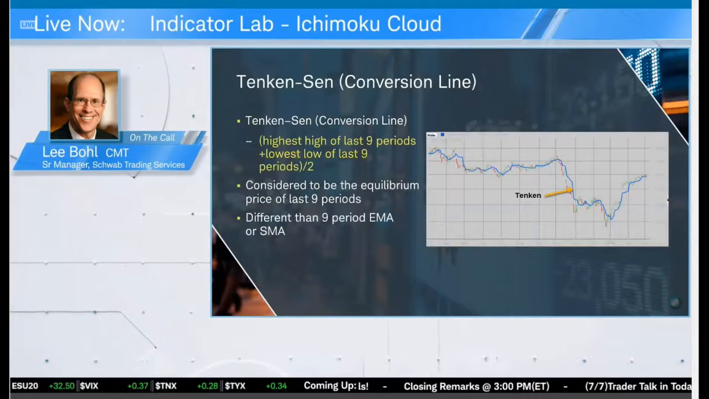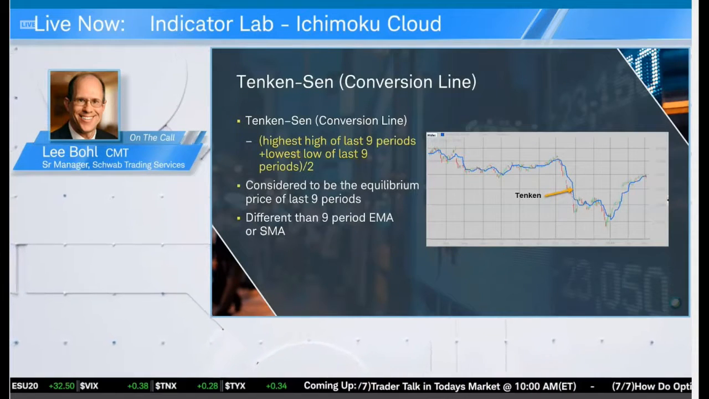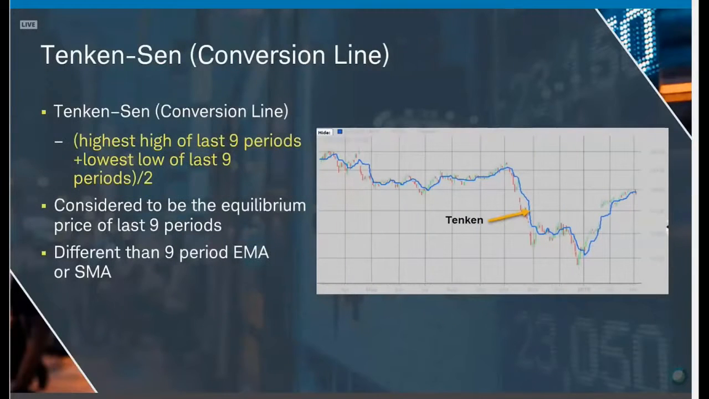All right, so let us start with the first one, Tenkan-sen, or the conversion line. So here's how it's calculated. You average over the previous 9 periods the highest high and the lowest low, and that gives you the number. So it is the highest high of the last 9 periods plus the lowest low of the last 9 periods divided by 2. In theory, it is supposed to be the equilibrium price for whatever you're charting for the last 9 periods. It is important to note that while it looks like a moving average on a chart, it is not a moving average, okay? It's totally different. So this is different than a 9-period exponential moving average or simple moving average.